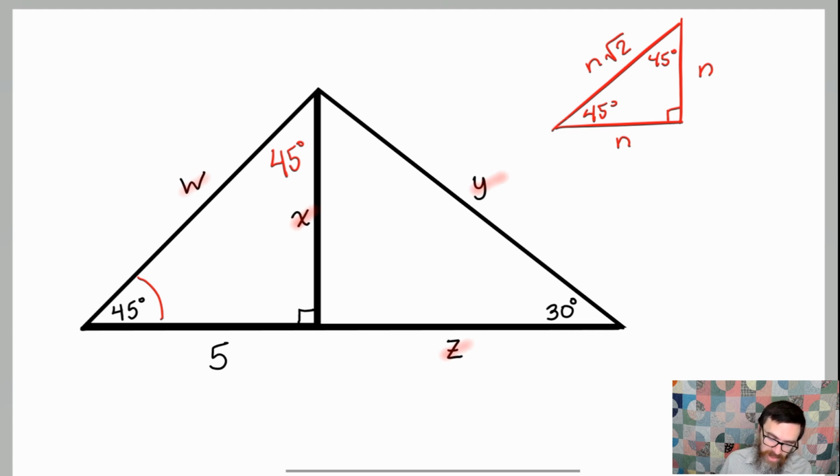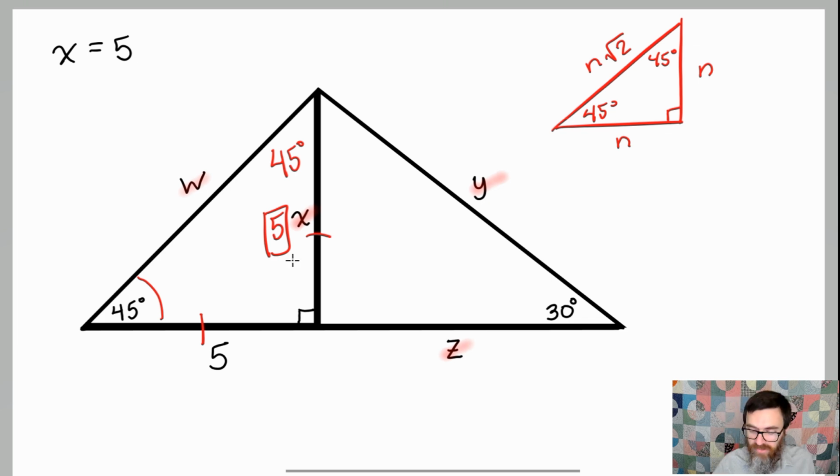Because this is isosceles, this side and that side are the same. So that means that x is equal to 5. I'm just going to write that over here: x is equal to 5. And let's put that in my diagram. So that's going to be 5.